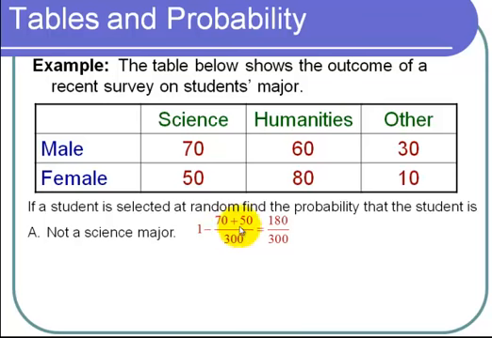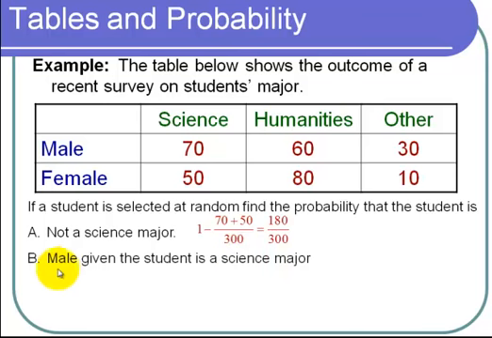So 70 plus 50 over 300, that's the probability that they are a science major. 1 minus that is the probability that they are not a science major. That's the rule of complements. And if you work that out, I got 180 over 300.